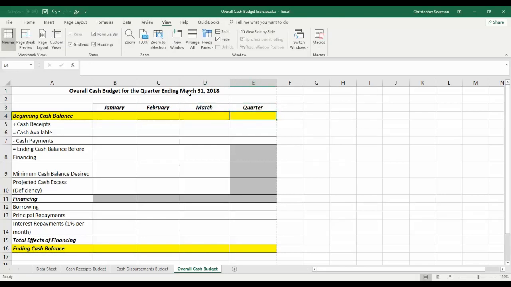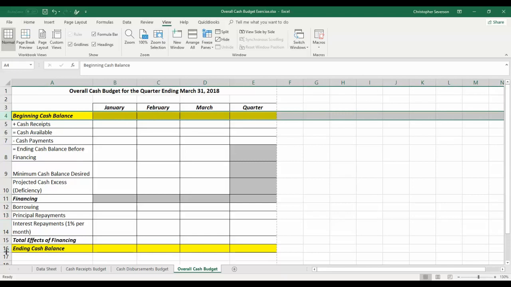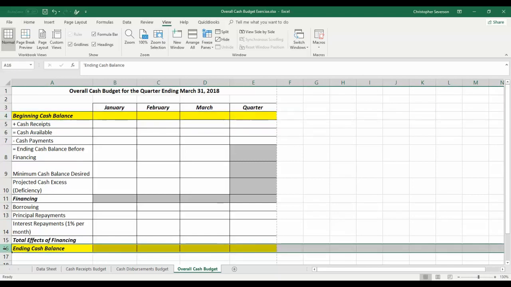This is our quarter ending March 31st. So we have January, February, and March. We need to know our beginning balance. Now again, that's informational only. Well, it's also part of this particular reconciliation, but this is information that'll flow over to the balance sheet as well, the cash balance. So that's why it's informational for that purpose.